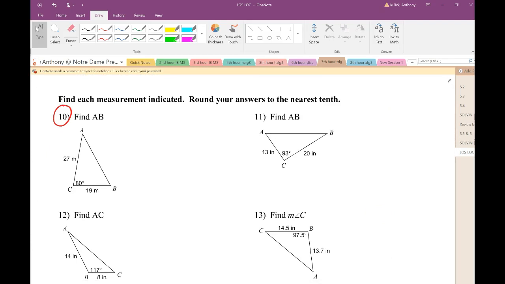Let's look at 10 here. So which situation are we in here? Good. We have a side, we have an angle, we have a side. This is side, angle, side. When I'm in side, angle, side, which formula do I want to use? I want to use law of cosines. So, it tells you to find side AB next. That's the side you need to find.